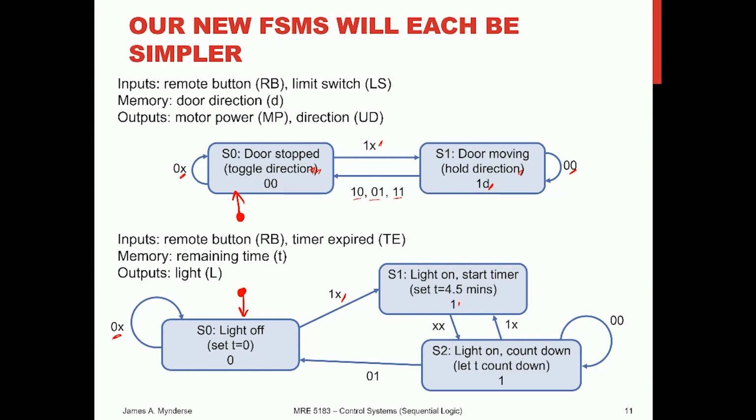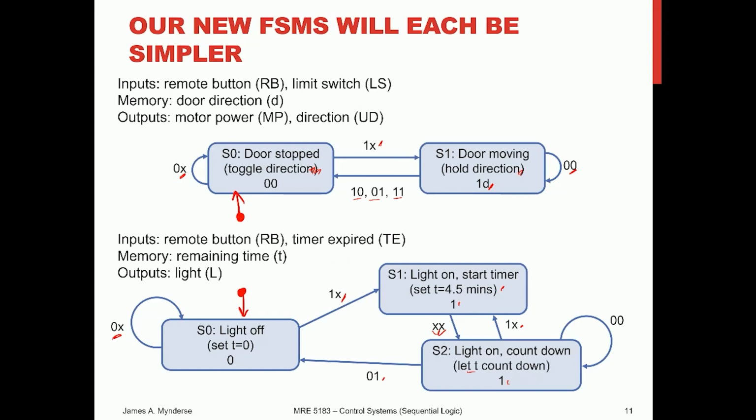And we're going to set a value for our memory. We're going to set that to 4.5 minutes. And then we're going to always, that's the XX here, transition immediately to S2. And when we transition to S2, notice that it's got the same output, but it's going to have different memory behavior. So in this case, S1 sets a value for the memory, and S2 is going to allow the memory to count down.